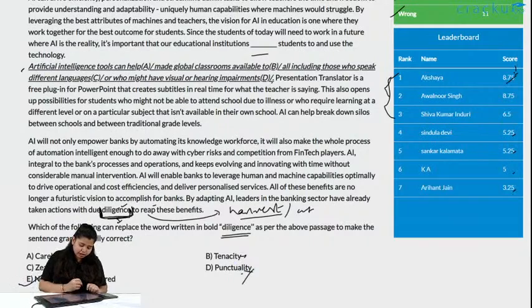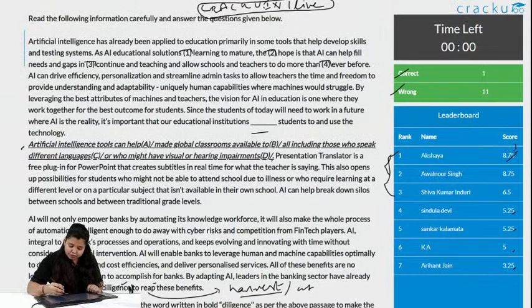So, no replacement required. The correct answer. One person got this correct, okay, and 11 wrong. So, exactly, no replacement required is the correct answer. Now, the next question.